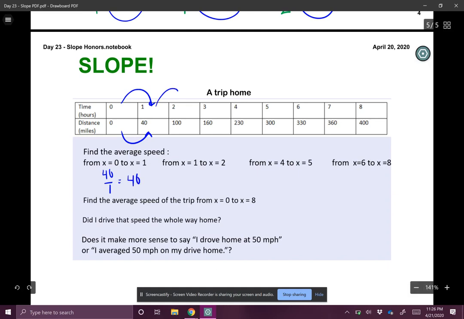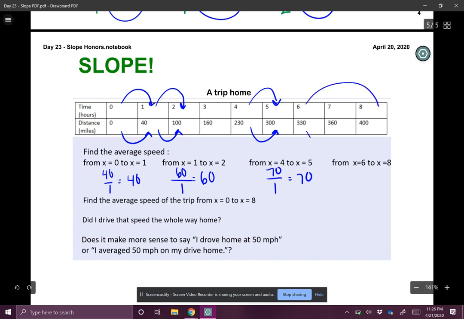Let's look at our average rate of change from 1 to 2. From here, our change in x would be a 1, and our change in y would be a plus 60. So our average speed from hours 1 to 2 was 60 miles per hour. Let's look at our average rate of change from 4 to 5. Our change from 4 to 5 is 1, our change in x, and our change from 230 to 300 is 70. So our average rate of change from hour 4 to hour 5 was 70 miles per hour.